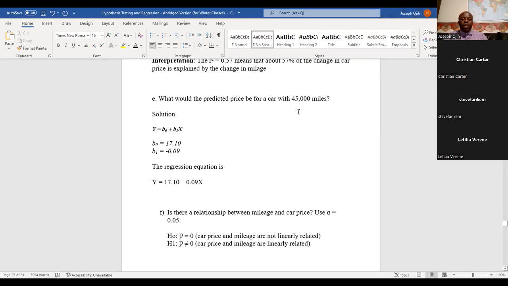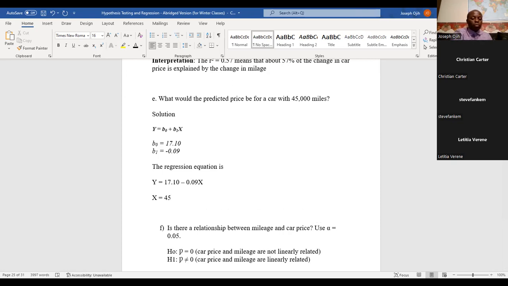So for a car that has 45,000 miles, that means our X is 45. So the price Y will be 17.10 minus 0.09 times 45. And that will give us the amount we are looking for. So let me write this down so we can get it from the calculator. 17.10 minus 0.09 times 45.